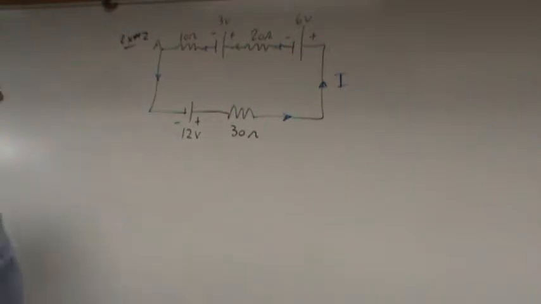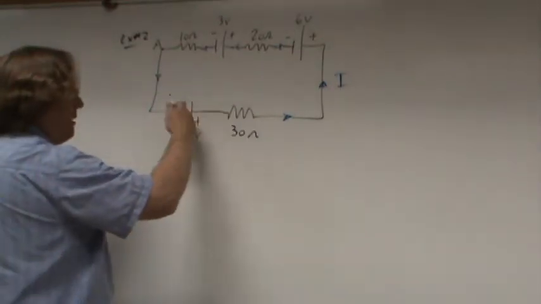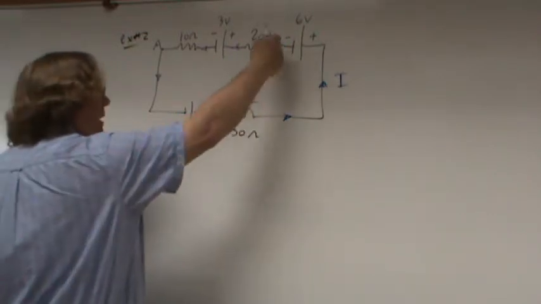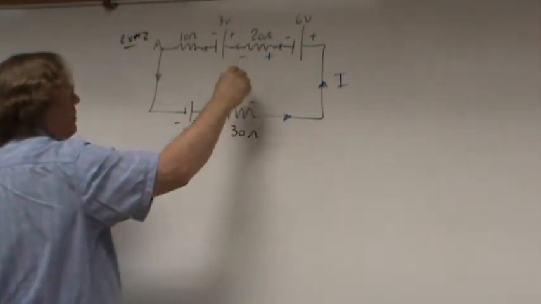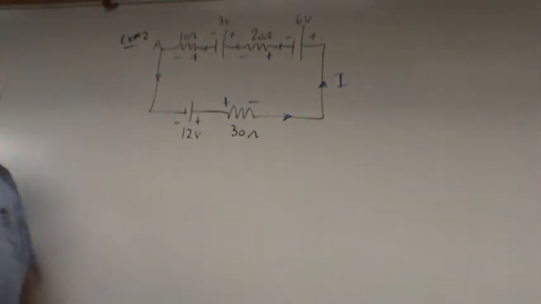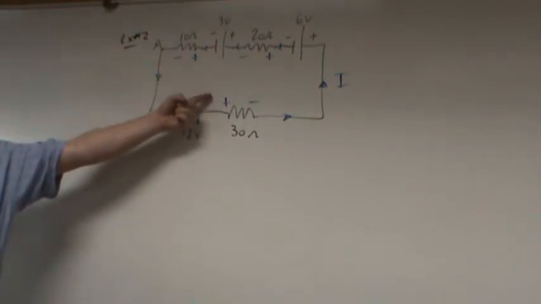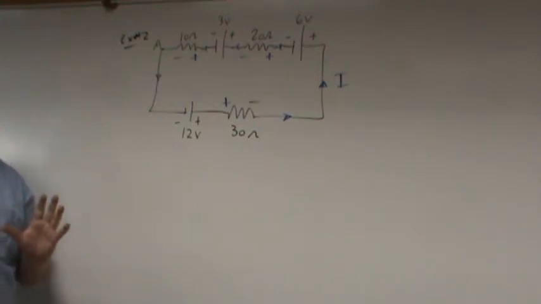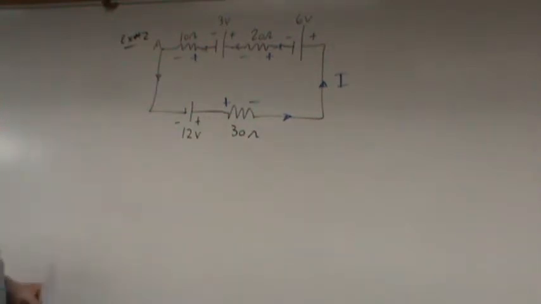I hope you see that because the current is counterclockwise, it's entering here and exiting here for the 30 ohms, so that's plus and minus. It's entering here and exiting there, that's plus and minus. Entering here, exiting there, that's plus and minus. So are you guys okay with the way I've labeled the plus and minus on my resistors? You must do that. I have one student who actually hauled off and was writing down equations without ever labeling pluses and minuses on the resistors. You'll never get right answers if you don't label the plus or minuses on the resistors.